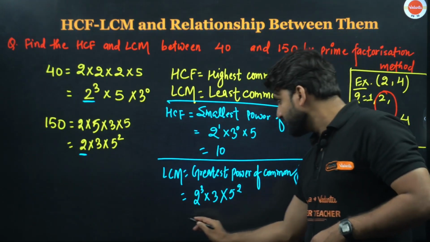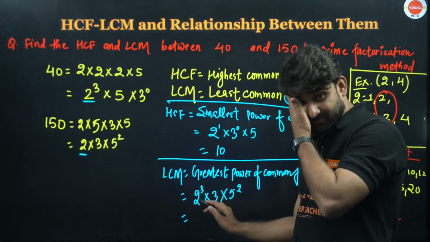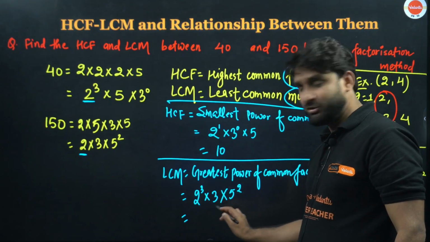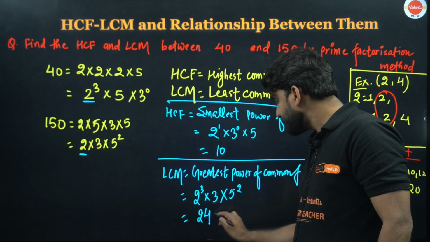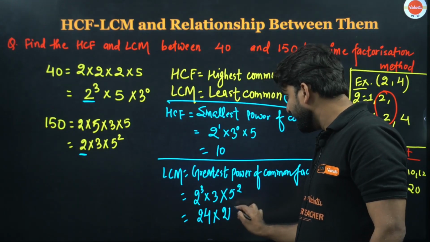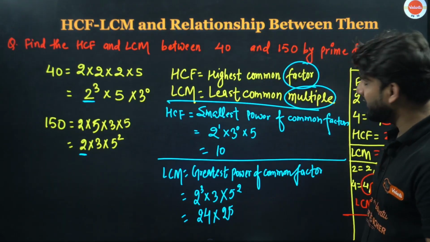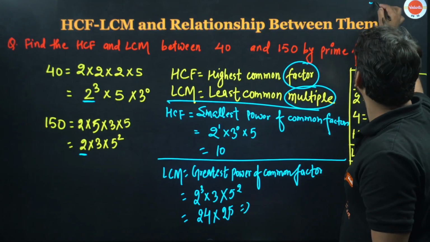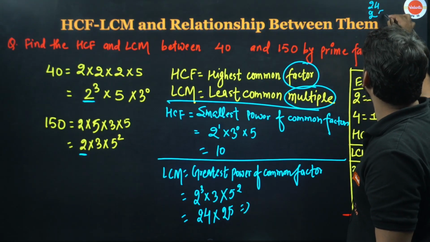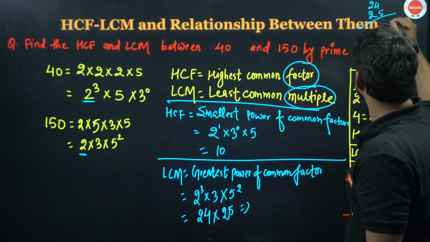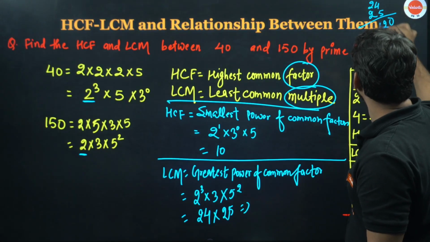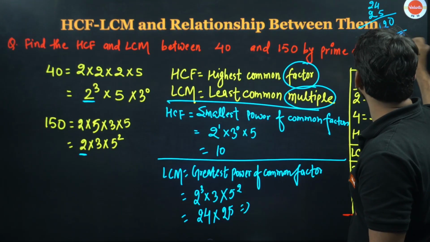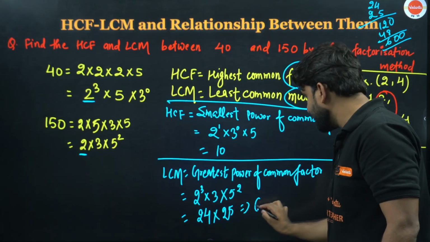Now let's solve this. 2 to the power 3 is 8. 8 into 3 will be 24. And 5 square will be 25. Now multiply 24 into 25. So this will be equal to 120 and this will be equal to 480, so 600. So the answer is 600.